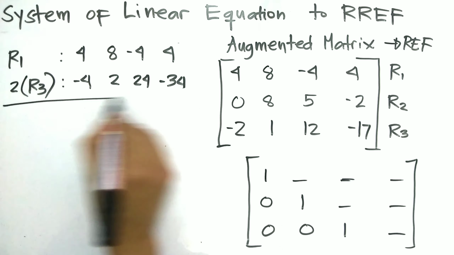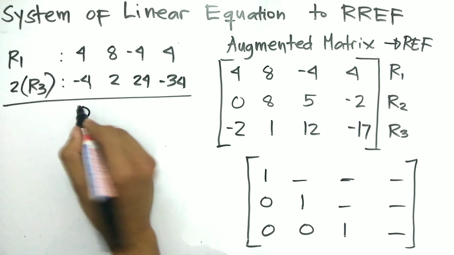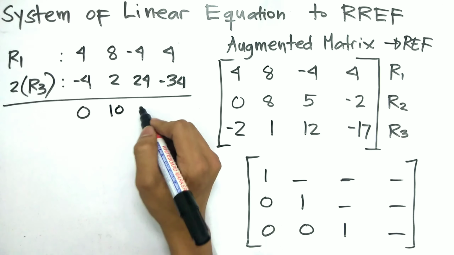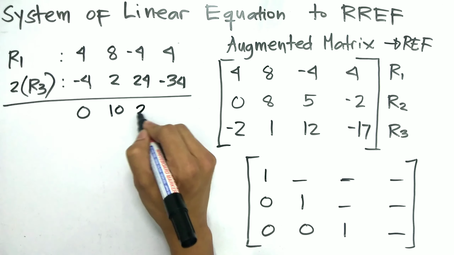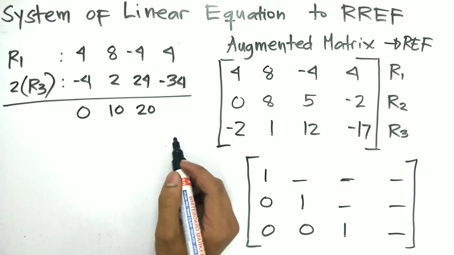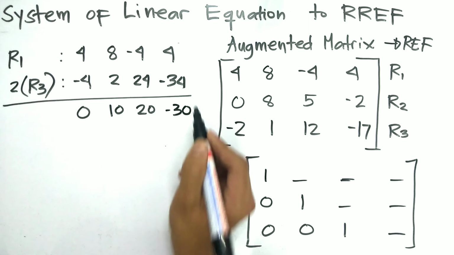So let's add these two rows. 4 plus negative 4 is 0. 8 plus 2 is 10. Negative 4 plus 24 is positive 20. 4 plus negative 34 is negative 30.